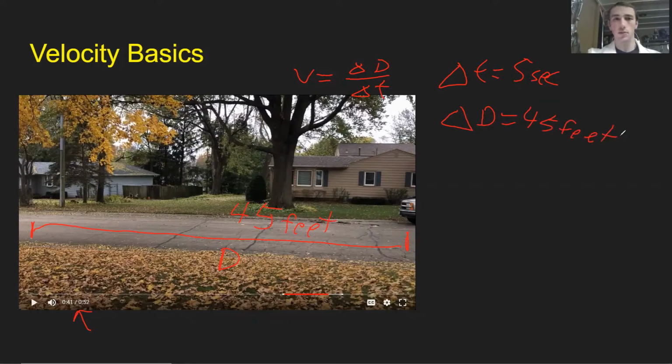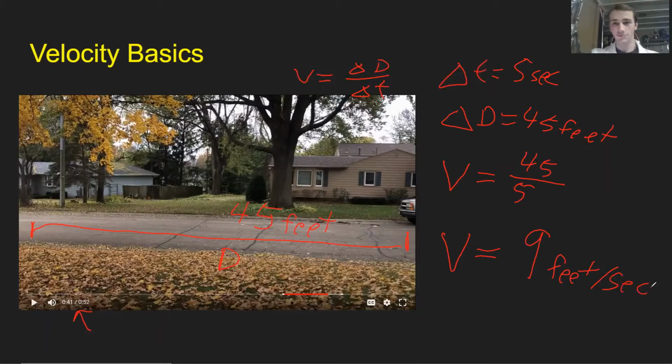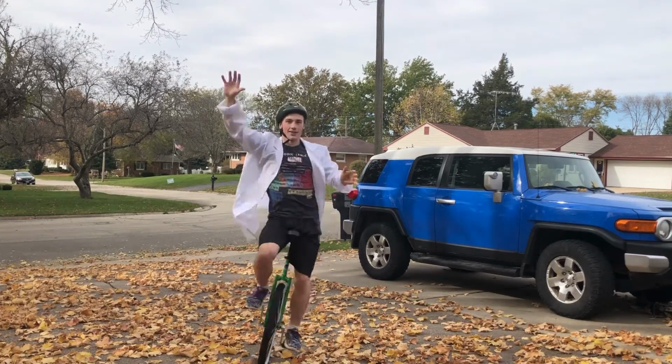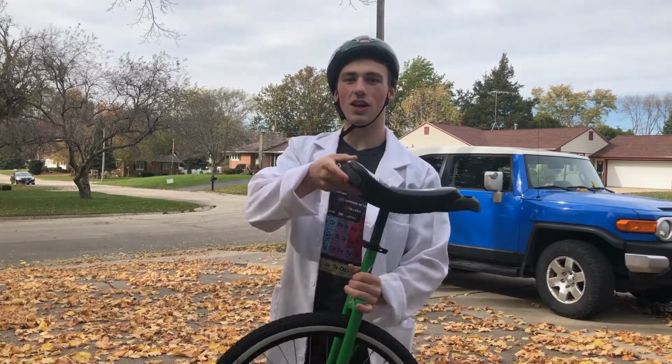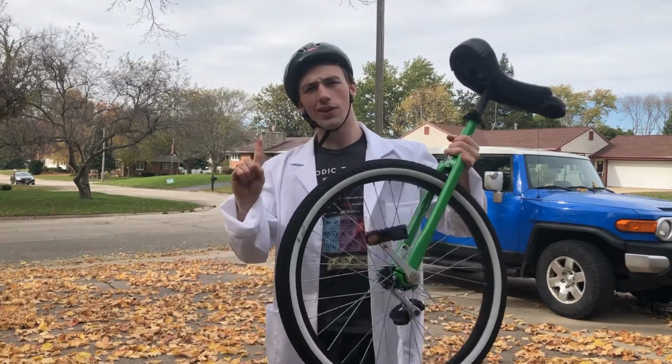What this is ultimately going to tell us is we're going to find our velocity by our change in d, 45 feet, over our change in t, which is our 5 seconds. After doing the math, what we get is a velocity of 9 feet per every 1 second. But now, after a review of velocity, everything we're going to be learning today is going to focus on just one wheel.